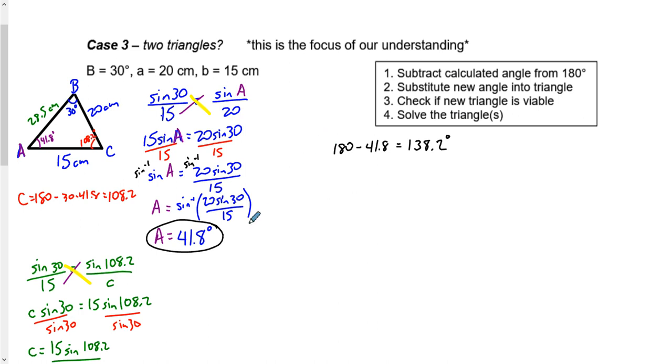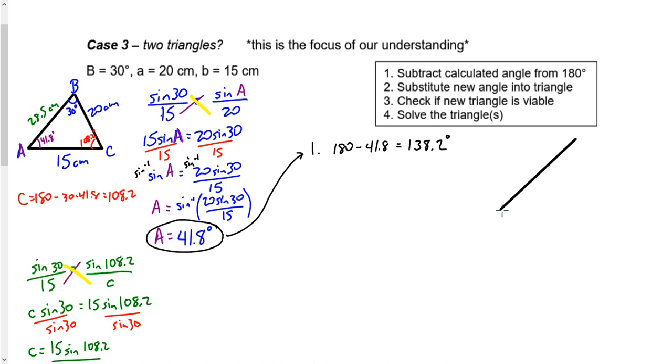So what we need to do is we need to take this first calculated value. Yes, we solve for the rest of our information in this triangle. What we need to do is we need to take this angle and subtract that first calculated angle from 180. And then we substitute the new angle into the triangle.